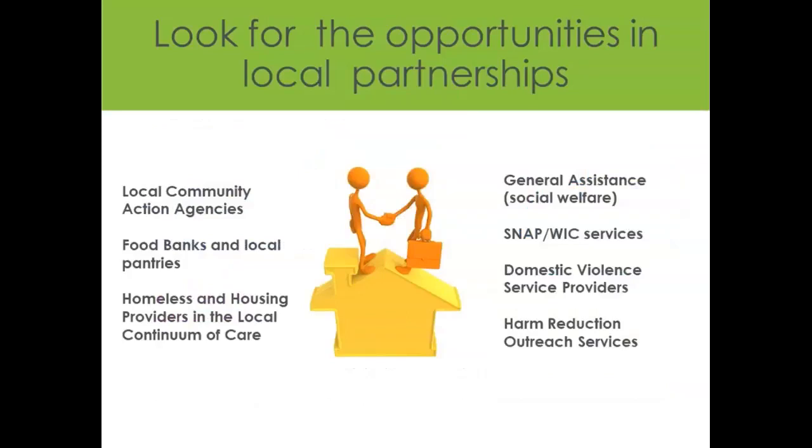Most places now have what's called coordinated entry, where if someone is facing homelessness or at risk of homelessness, they can be prioritized for particular resources within a community. And COC is a collection of organizations within a city or a particular geographic region, or in some instances a whole state, to help prioritize some of those resources. So connecting with them is really important. Domestic violence providers and harm reduction outreach services such as syringe exchange and other things are also really important.